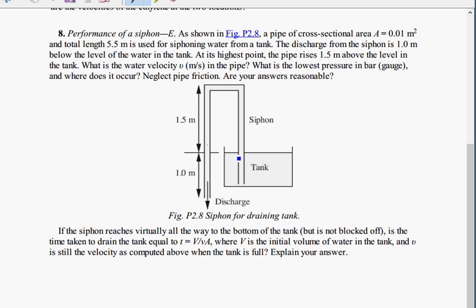There's no work going on, and we're interested in determining the outlet velocity, the discharge velocity, and then we also want to know what the lowest pressure is, in bar gauge pressure, throughout the system. So let's go ahead and get started on that. Just 1 second while I copy and paste my schematic.